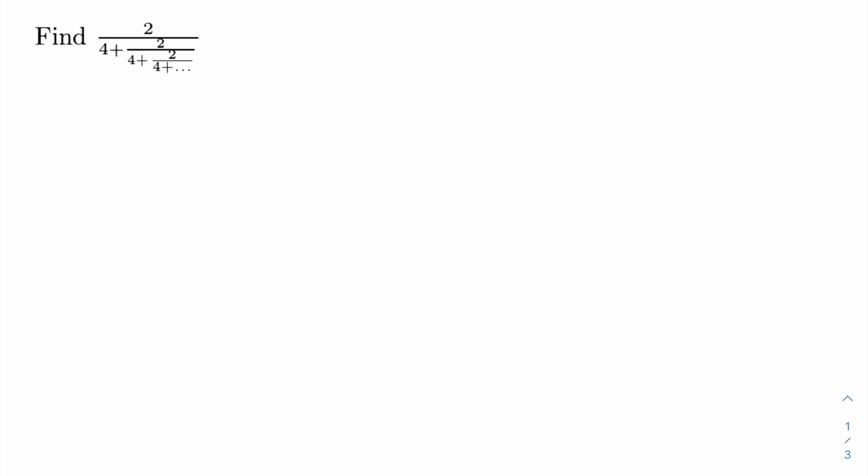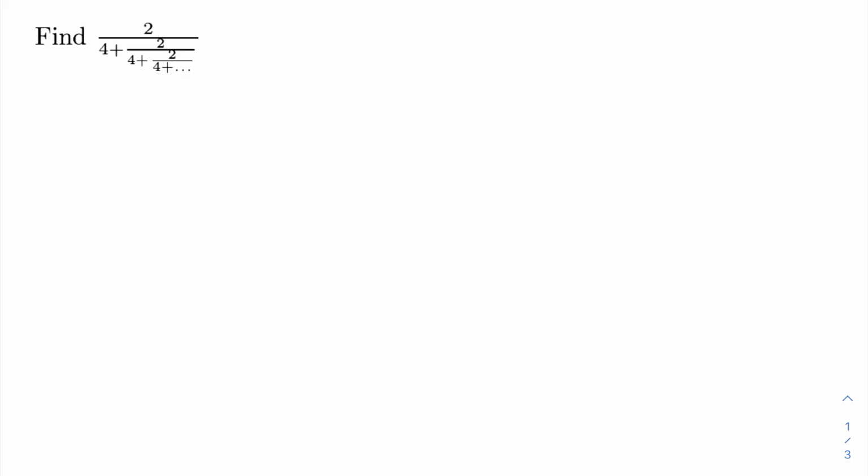We are asked to find 2 over 4 plus 2 over 4 plus 2 over 4 plus 2 forever. The tricky thing about this problem is that our pattern repeats forever, so we can't just calculate this without any tricks. So because we can't just start calculating this, let's look for some things we notice. Our pattern is 2 over 4 plus 2 over 4 plus 2 over 4 plus 2, which is an infinite pattern.